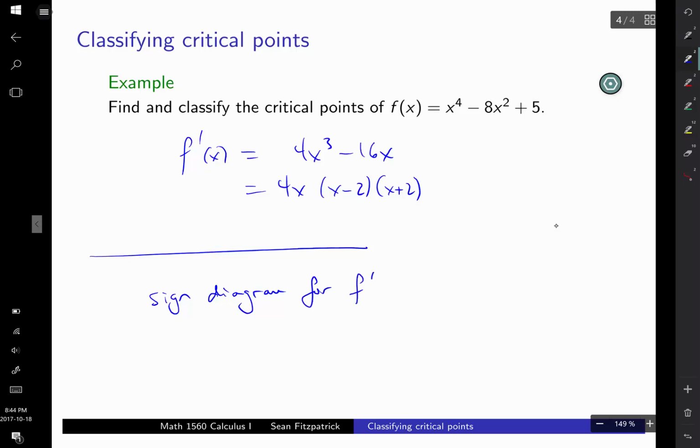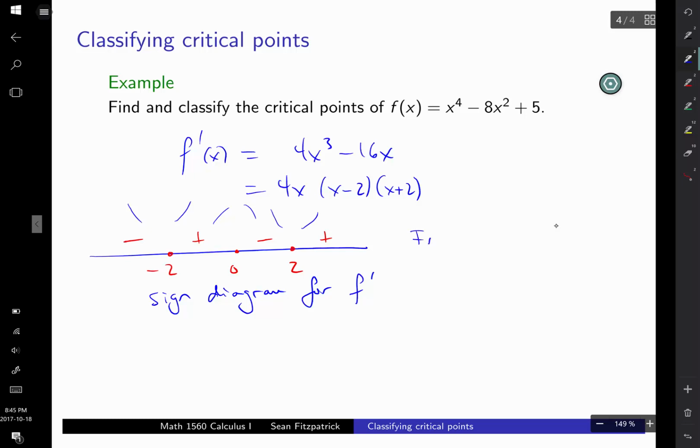for f prime, and we saw that there were zeros at minus 2, 0, and plus 2, and that the derivative was positive for values bigger than 2 and for values between minus 2 and 0, and negative elsewhere. And so now we can see what's going on at each of these critical points, right? Here we go from negative to positive, so we go from decreasing to increasing. Here we're going from positive to negative, so we're going from increase to decrease. At 2, we're going from negative to positive, so we're going from a decrease to an increase.